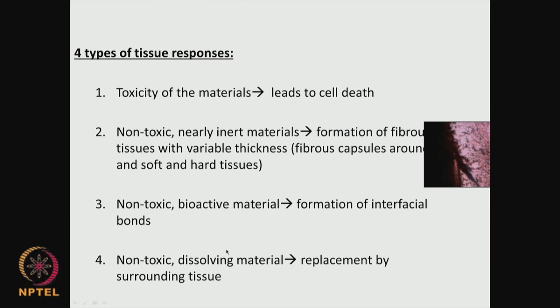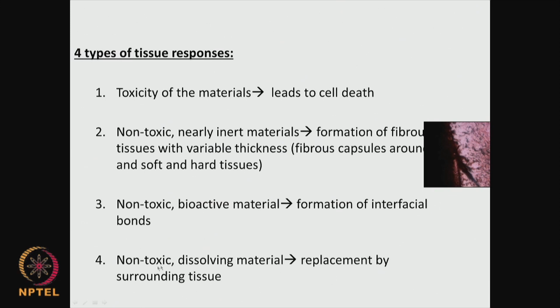Maybe one day we will have cardiovascular stents which are completely bioresorbed. So, the cardiovascular stent may completely disappear, unlike the current stents which are made of nickel titanium. So, 4 types of situations: toxic biomaterial or leachants from the material that will lead to cell death; non-toxic nearly inert, so there could be fibrous encapsulation; non-toxic bioactive, there could be formation of interfacial bond; non-toxic dissolving material, so it is replaced by surrounding tissue.